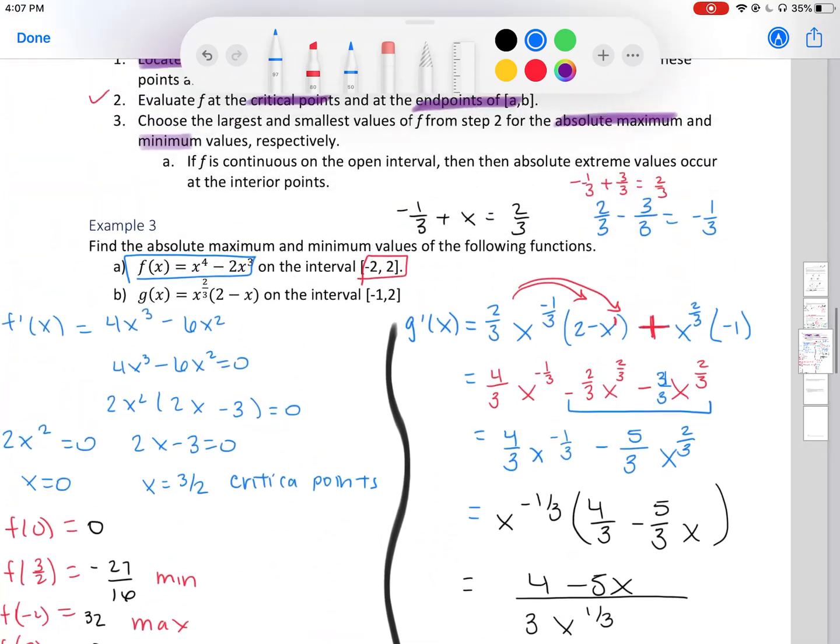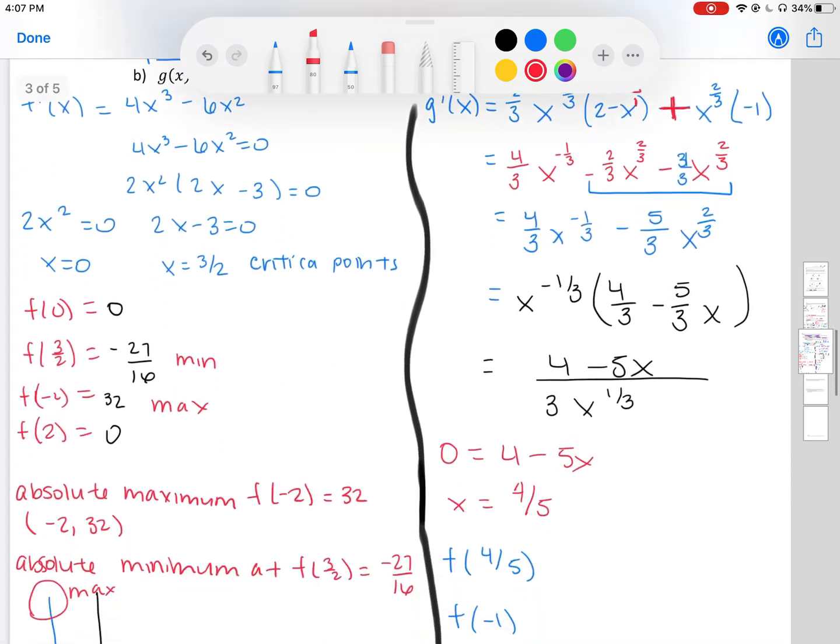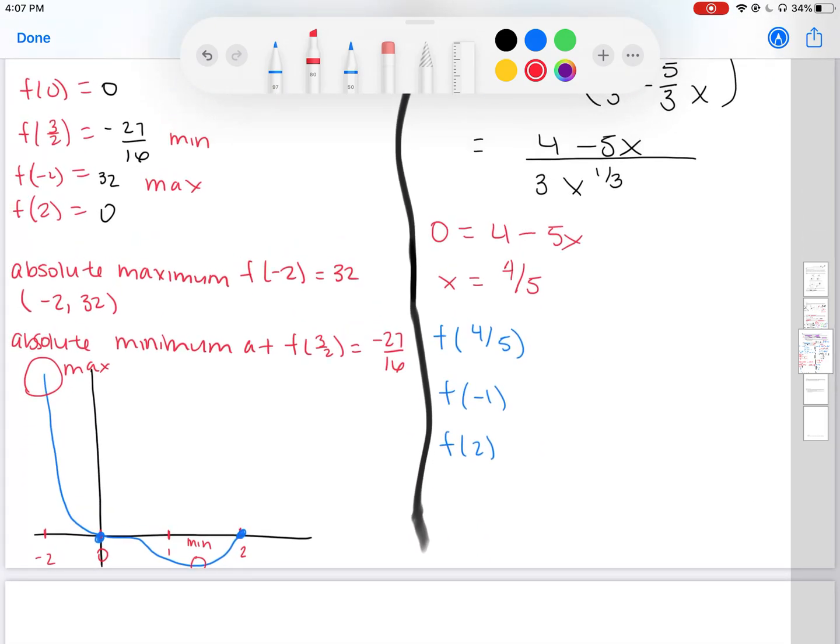So let me go back to our definition. Our definition for a critical point: an interior point c of the domain of f at which f prime of c equals 0, or f prime of c fails to exist, is called a critical point. So we have another critical point because our derivative fails to exist when our denominator is 0. So we also need to test f of 0. That's why this example is nice, because it takes us to this other point we need to consider for a critical point. So let's evaluate these.